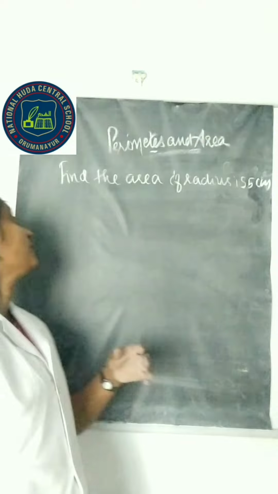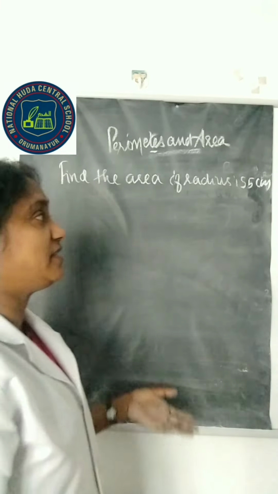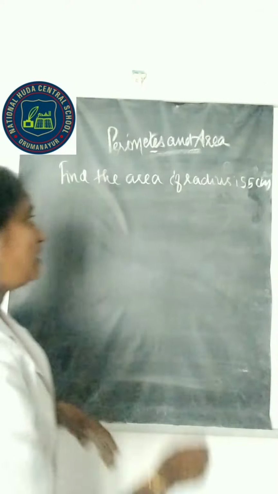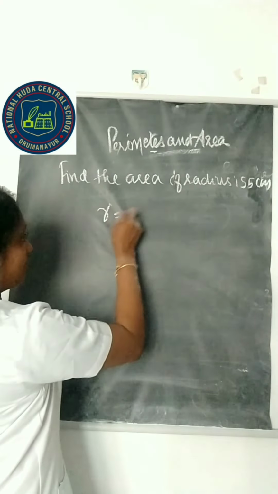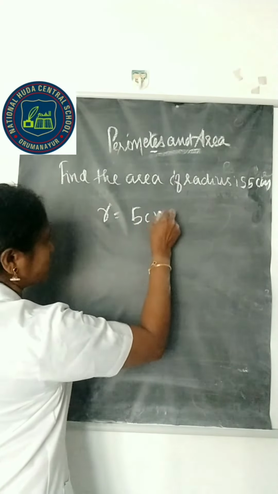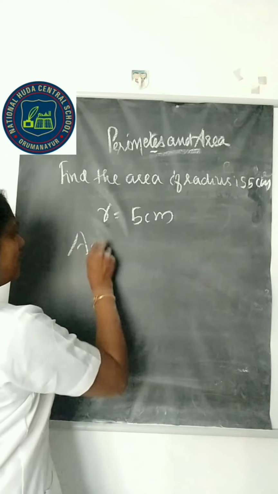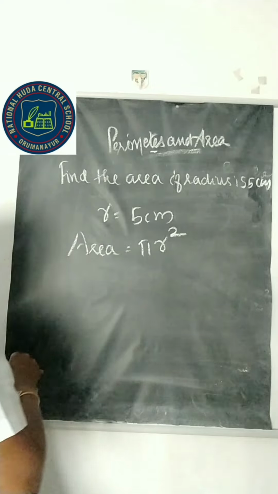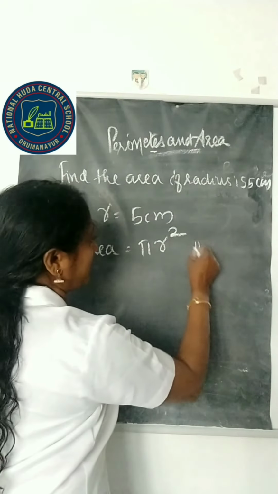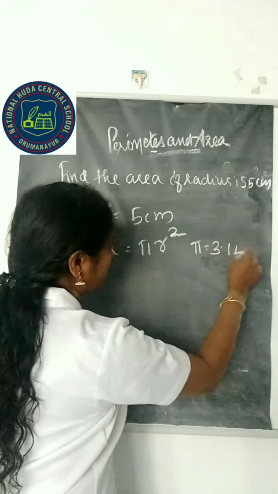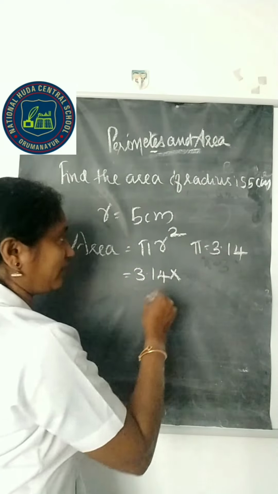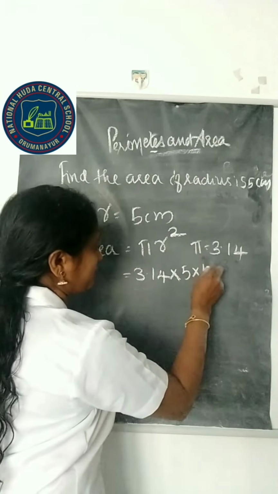Next question. Find the area if the radius is 5 centimeter. Radius is given as 5 centimeter. So what is the area of a circle? Area equal to pi r square. And here we can take the value of pi as 3.14. So that's equal to 3.14 into r square, which is 5 into 5.